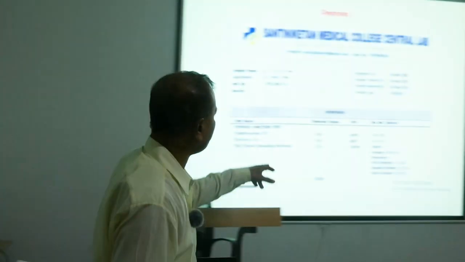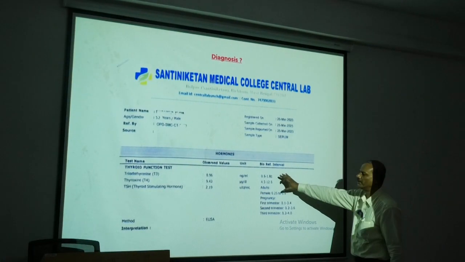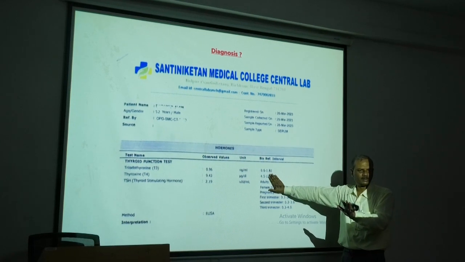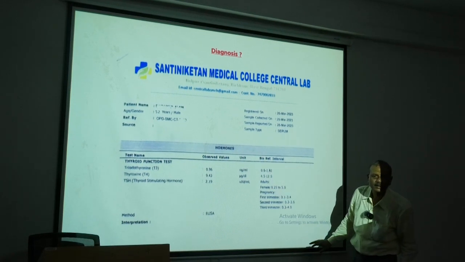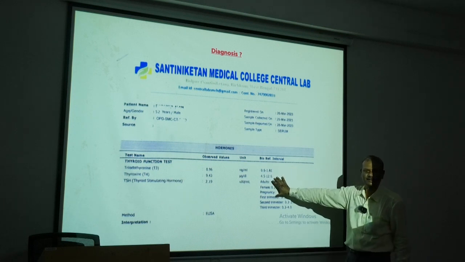The biological reference is 4.5 to 12. This is the normal level. This is how you will get the report. This is the actual laboratory report. The biological reference is basically the normal range.